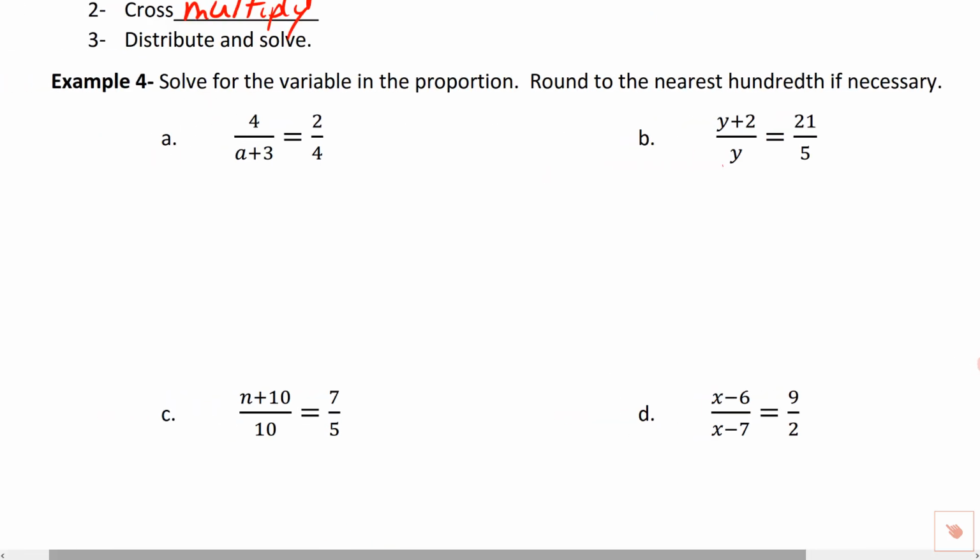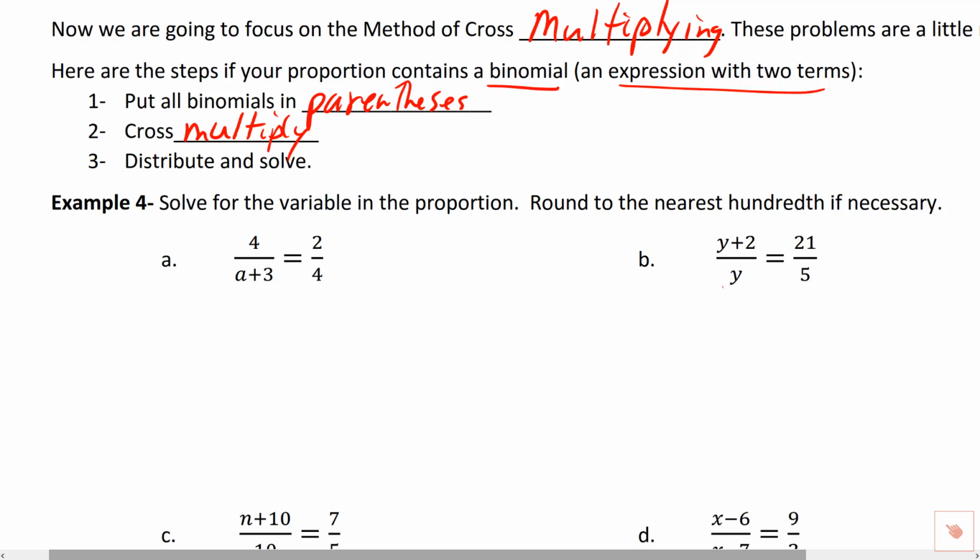So on A, zoom in on this just a little bit. So you'll notice that there is a binomial right here. This bottom is an A plus a 3. So I'm going to go ahead and put that in parentheses. And we're going to multiply here, and we're going to multiply here. Now, if you want to go ahead and write down 4 times 4 on this side and then 2 times A plus 3 on this side, that would be totally fine.